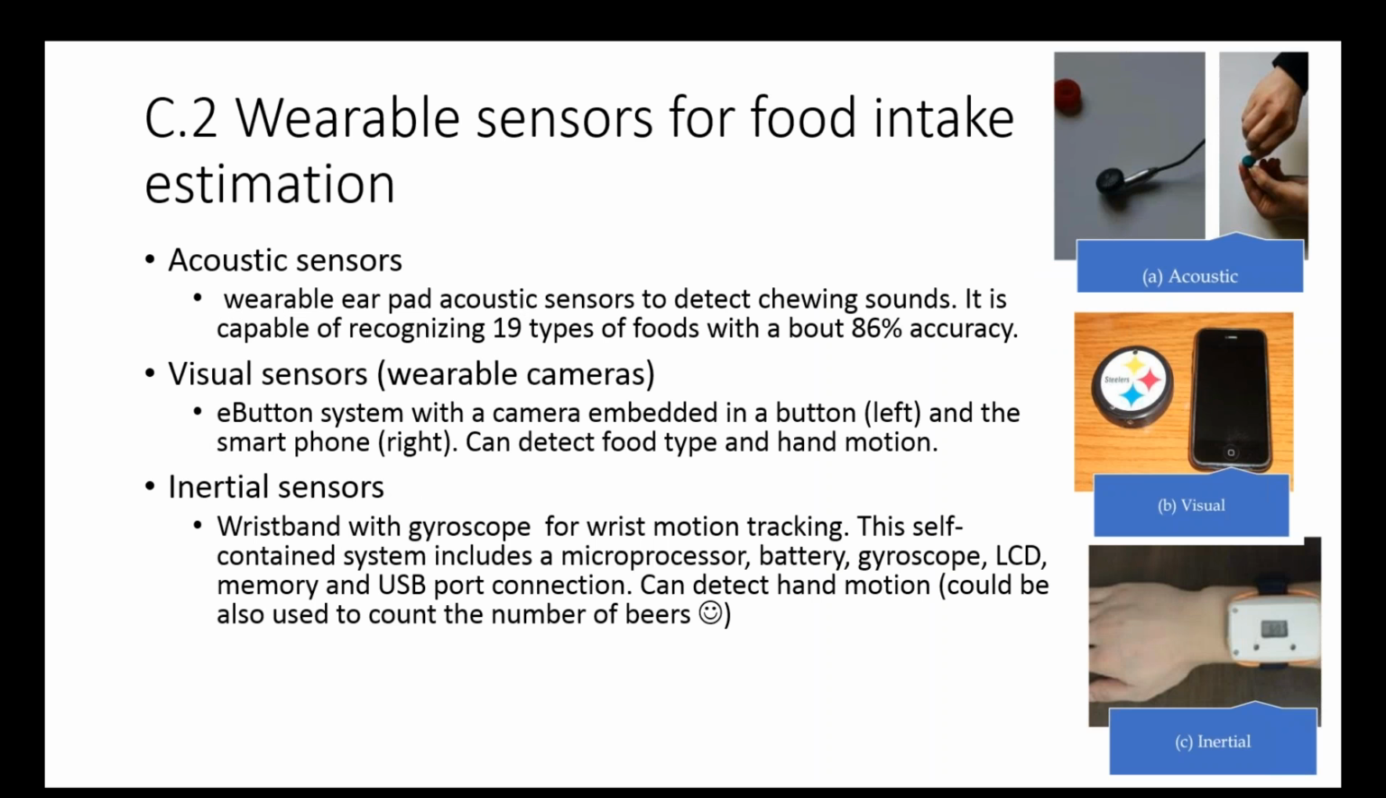Now, more complicated sensors are acoustic sensors. The acoustic sensor is basically a microphone that you wear somewhere here. And apparently, I should have read that paper, it says that it can detect 19 types of food. So you probably have to detect the crunchiness from the sound. It could be done with 86% accuracy.